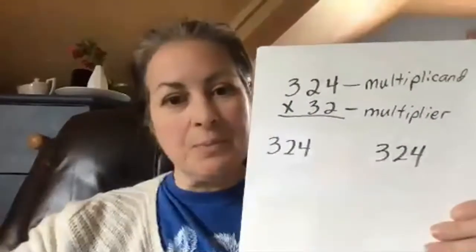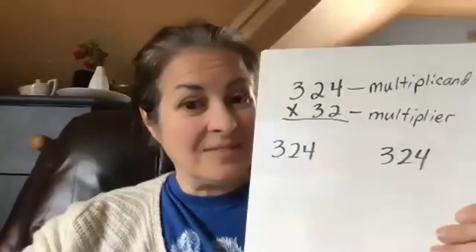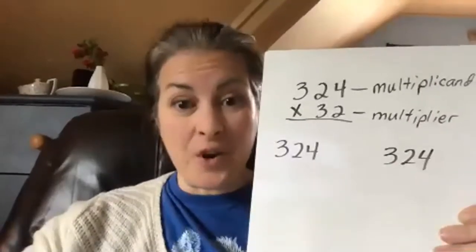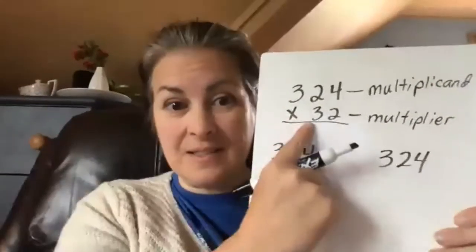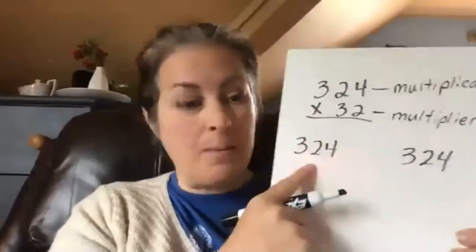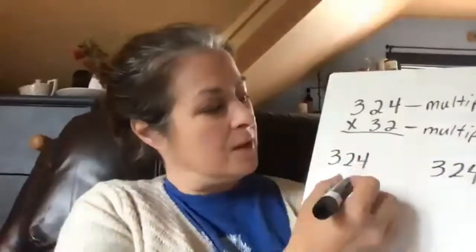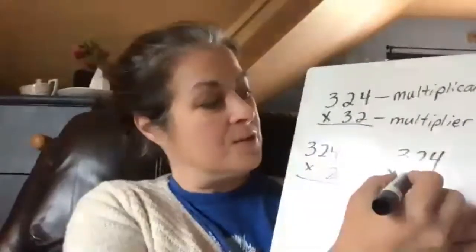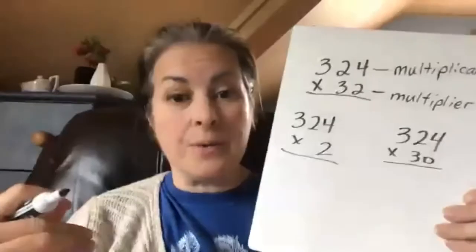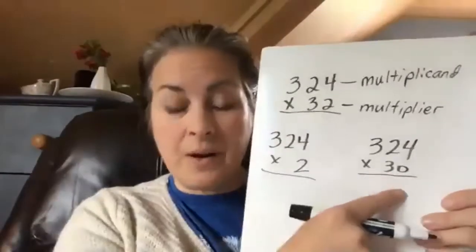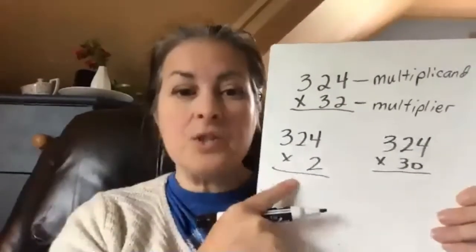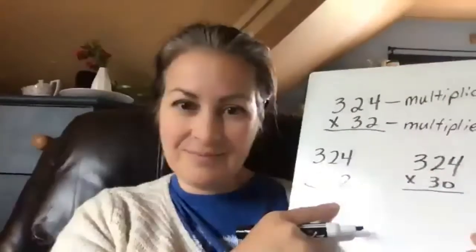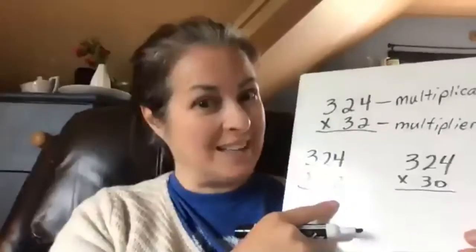So are we actually multiplying by 3? Yes. We're actually multiplying by 30 because it's in the tens place, right? So we can break our problem up into 2 parts. 324 times 2 and 324 times 30. Because that's really what we're doing. And then we get 2 partial products and we have to add them together. So let's do this one first, our 324 by 2, okay? 648. That was pretty quick.